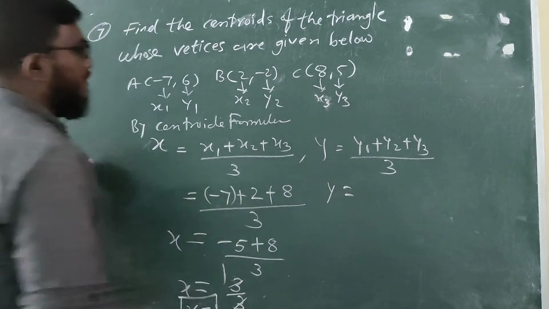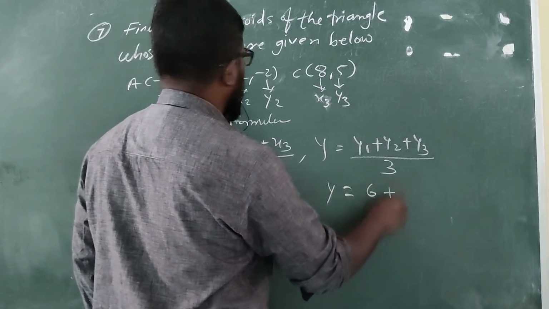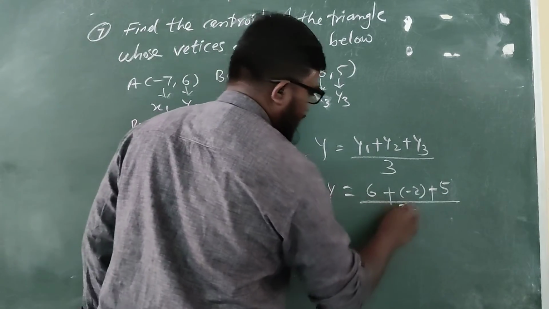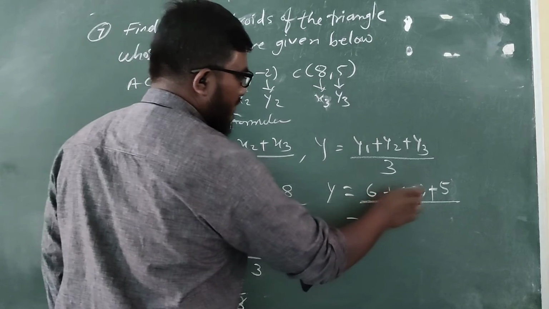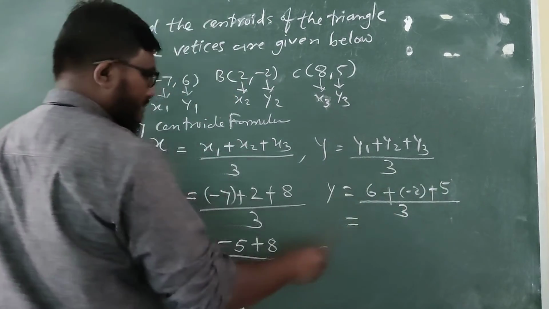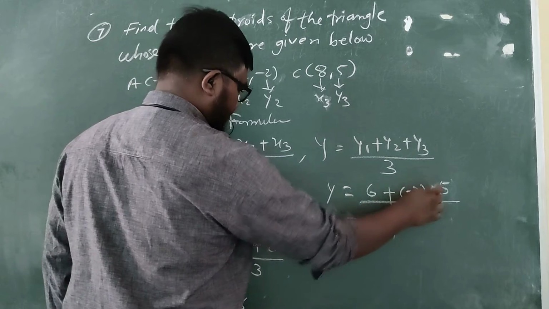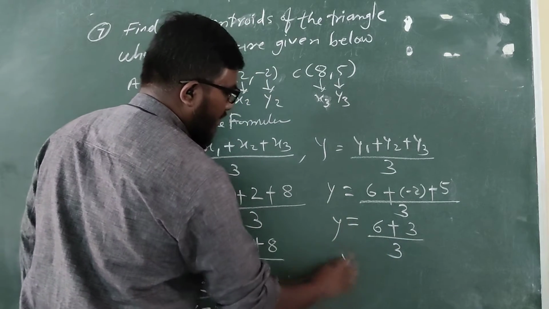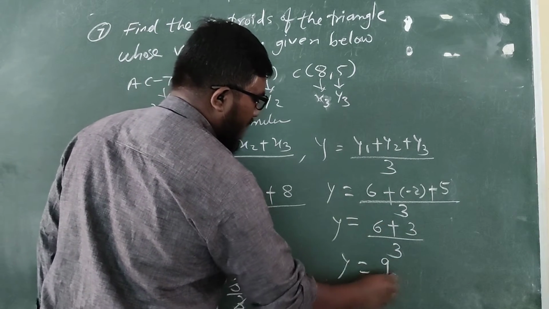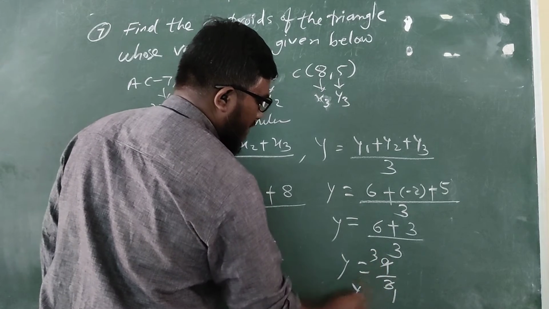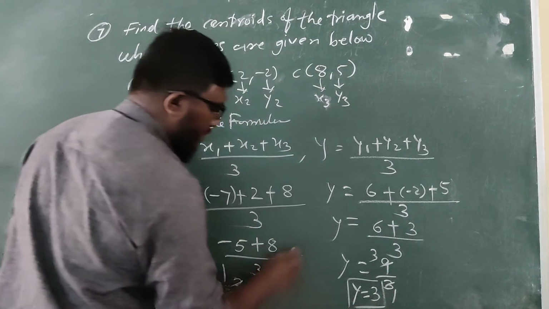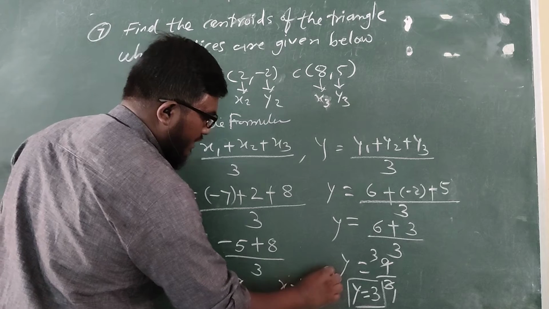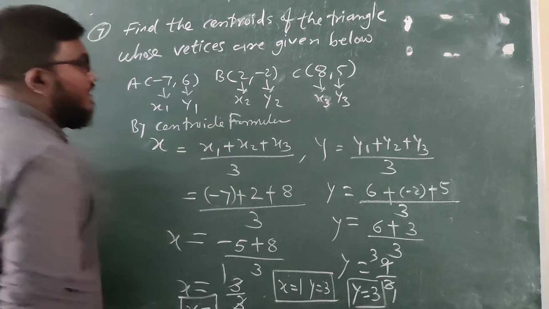Then y, substitute the value of y1, 6 plus minus 2 plus 5 divided by 3. Now we will solve this thing. Plus minus minus, 6 plus 5 minus 2 becomes 3 divided by 3, and y is equal to 6 plus 3 is 9. 9 upon 3, 3 1 is 3, 3 3 is 9, y is equal to 3. Now x is equal to 1 and y is equal to 3 are the coordinates of the centroid.